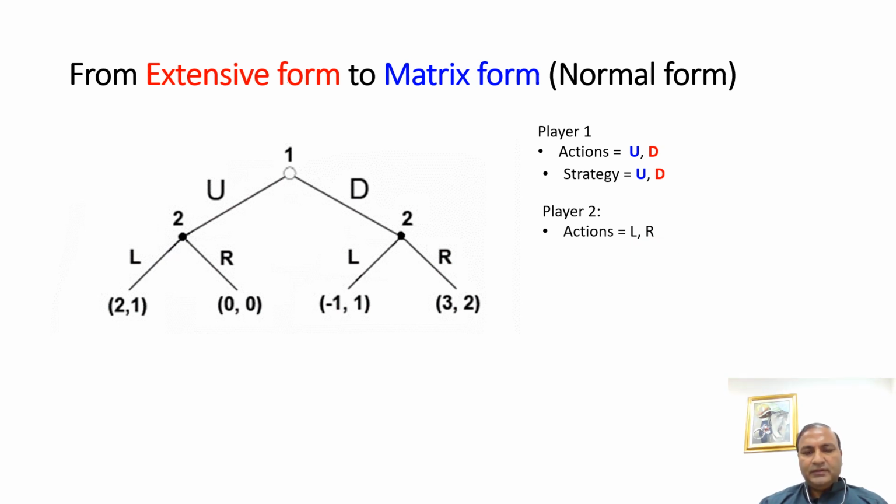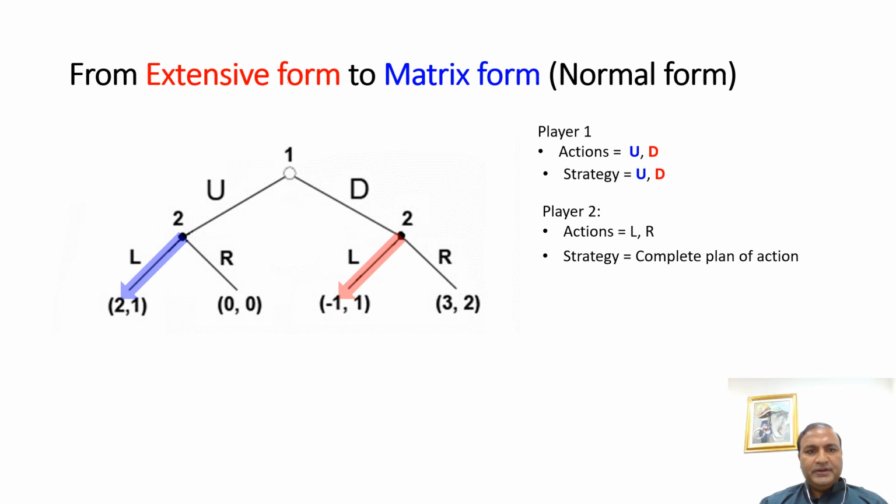But remember that player number 2 has the possibility to play left or right here, and he also has the possibility to play left and right on this side of the game. So his actions are left and right, no problem, but his strategies will be a complete plan of action. Remember, strategy means a complete plan of action. We have to say what he will do if he is going to play here, and in combination what he has to do here when the game reaches here.